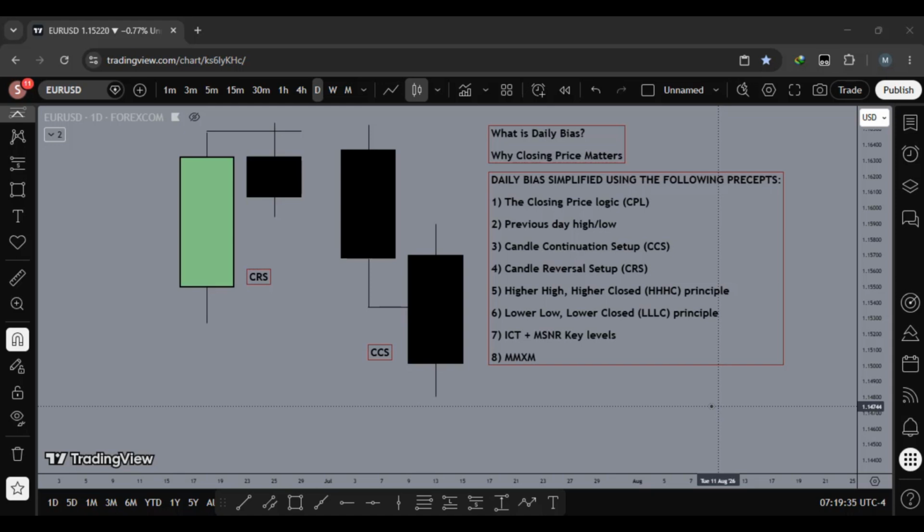If you constantly get stopped out, even when your setup looks perfect, your daily bias may be the real problem.